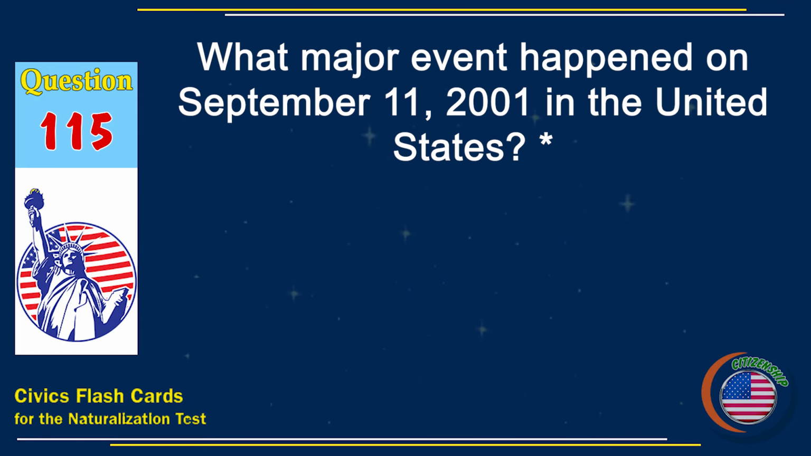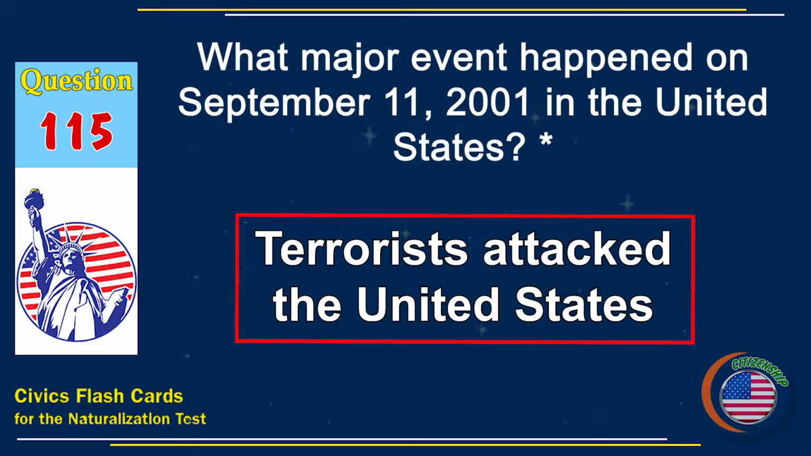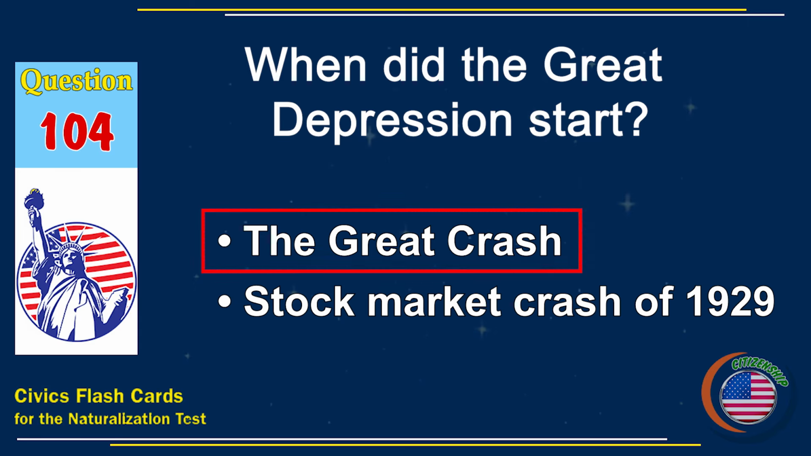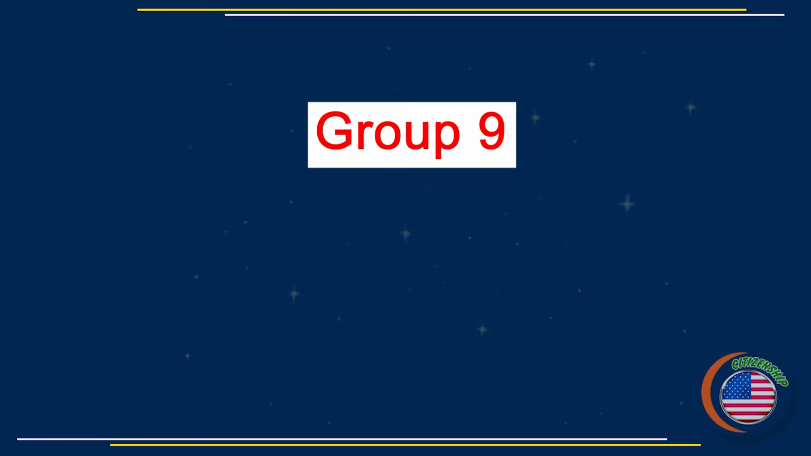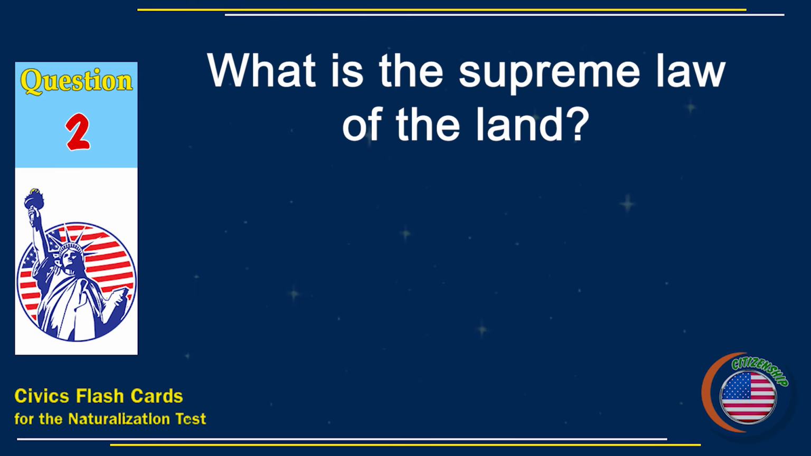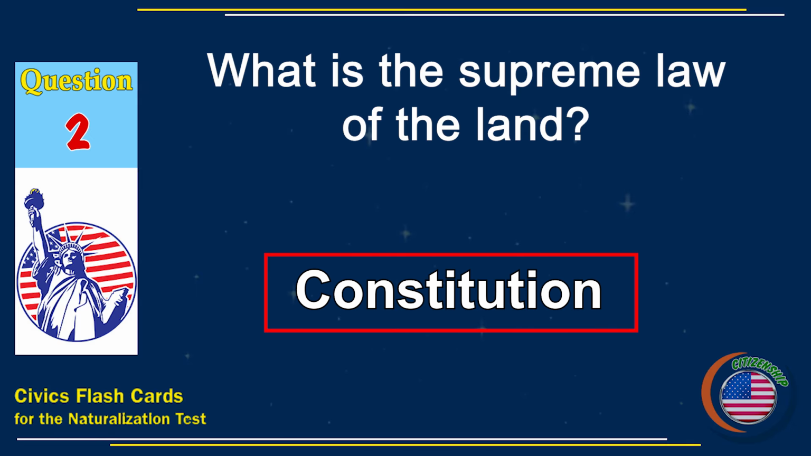What major event happened on September 11, 2001 in the United States? Terrorists attacked the United States. When did the Great Depression start? The Great Crash. Group 9. American government. What is the supreme law of the land? Constitution.